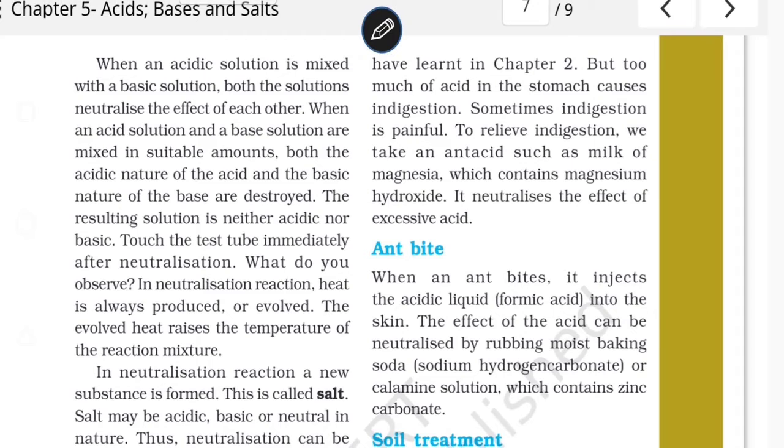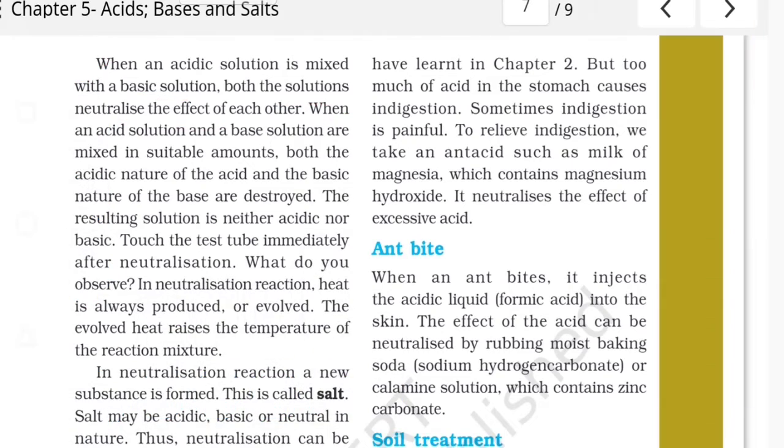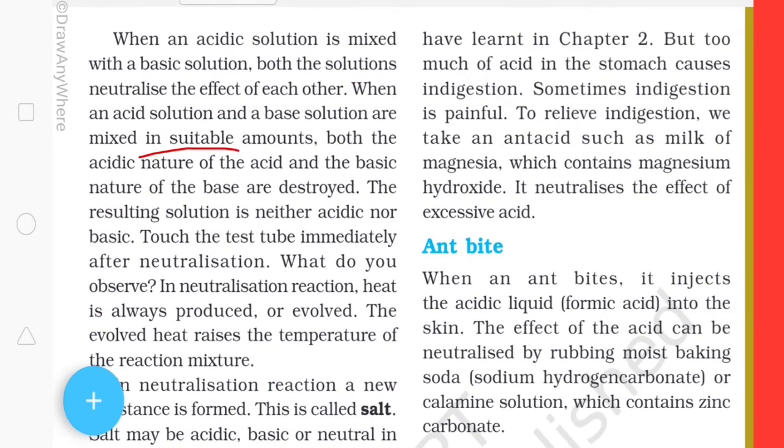From activity 5.5, we can also say that when an acid solution is mixed with a basic solution, both solutions neutralize the effect of each other. Neutralize means that when an acid solution and a base solution are mixed in suitable amounts, both the acidic nature of the acid and the basic nature of the base are destroyed. They cut the acidic nature and the basic nature of each other when the two, acid and base, are mixed.